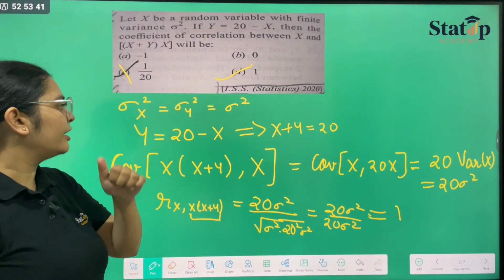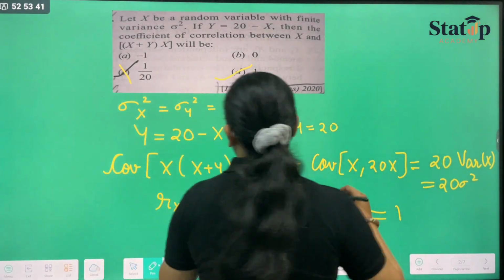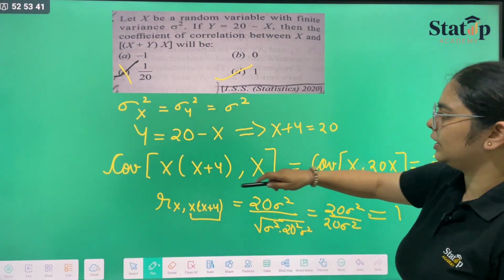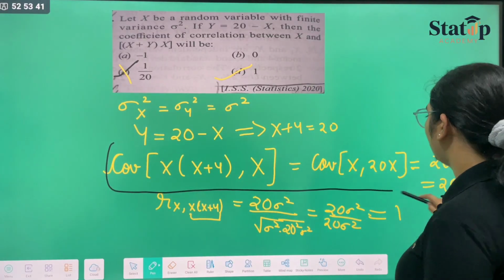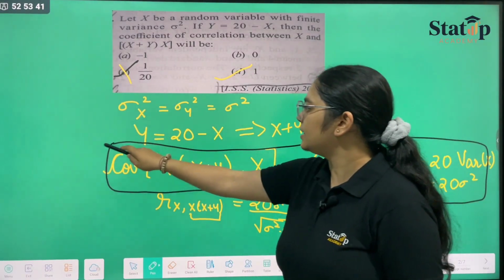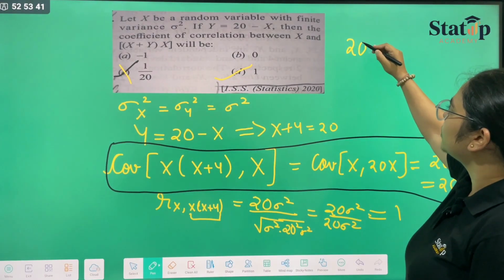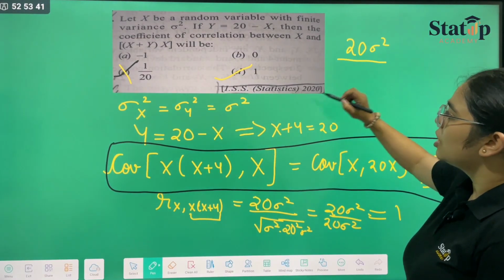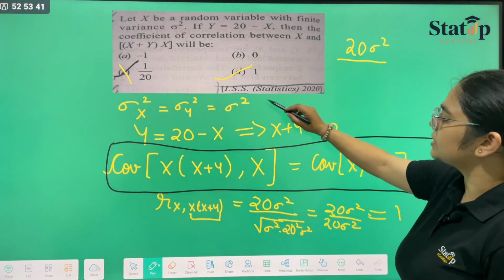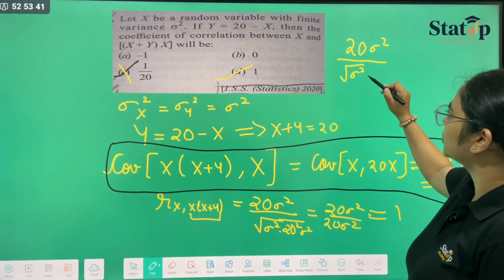So the trick here that we'll use is, first of all, we have to calculate this. This we can't get rid of. We have to calculate this. Then the second thing, without writing all of them, we just write the covariance between both of them is 20 sigma square, and variance of x is sigma square. That will be under root of sigma square.